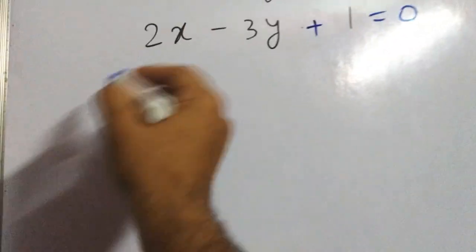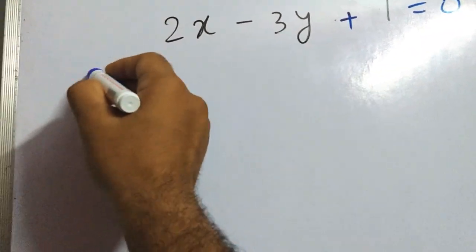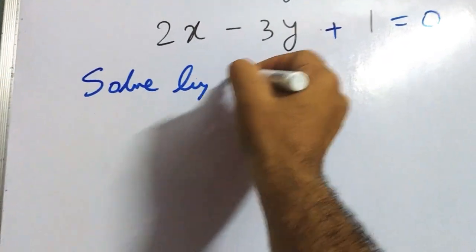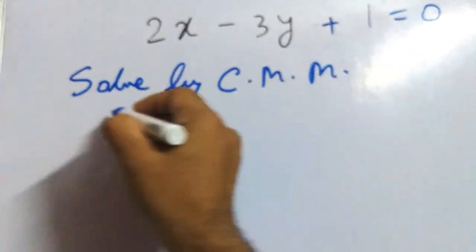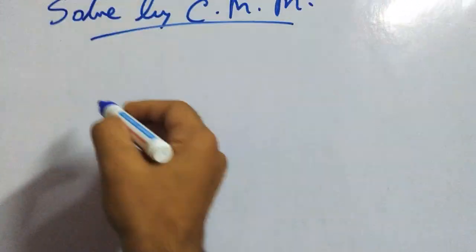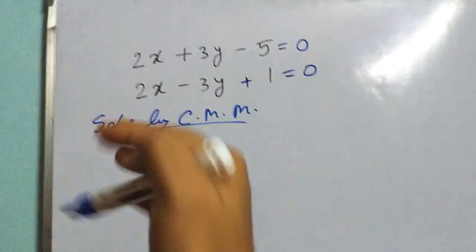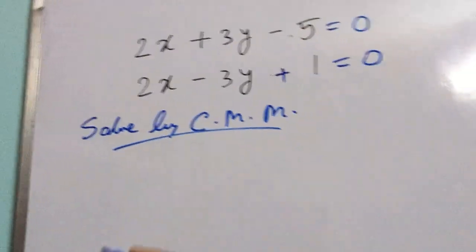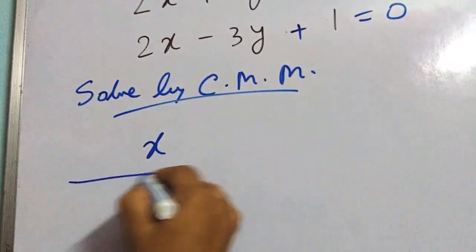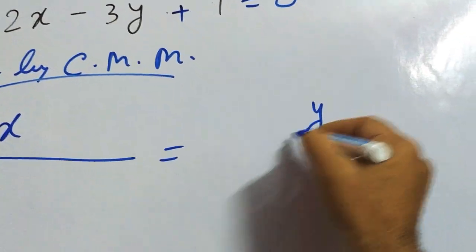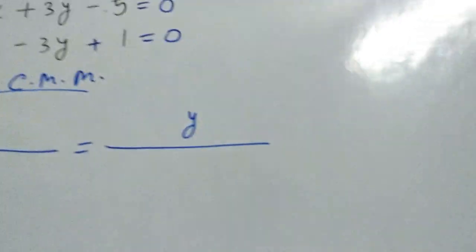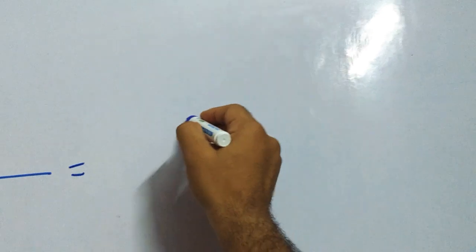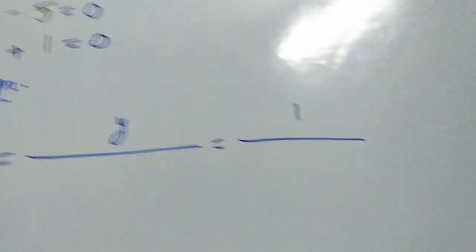Now you can write: solve by cross multiplication method. I am not writing that here. Here the two variables are there, x and y. So obviously you have to write like this: x by, then y by. Actually, what are the variables? That by something, that by we will do the calculation here, and the last part will be 1 by.